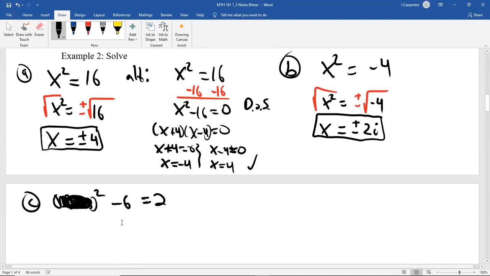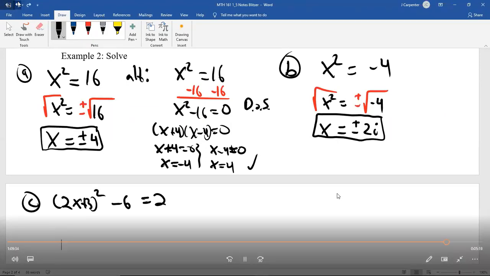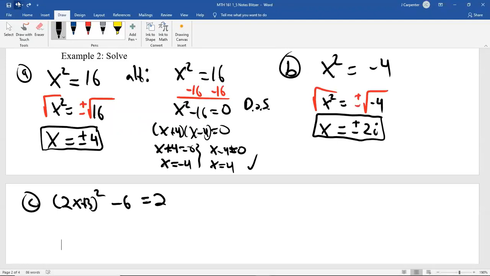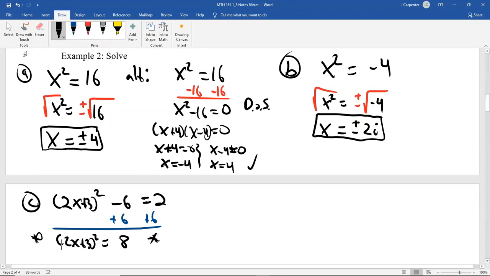Just isolate that part. Move the 6. Now you might think, oh, I need to write that times itself and FOIL it, combine the -6, move the 2 over and factor. You could try that, but spoilers, this problem is prime, so you're going to waste your time. This is a much easier and shorter way to do things. Add 6 to both sides. Just isolate the anything being squared. So we get 2x plus 3 in parentheses squared equal to 8. This is where we can take that plus or minus square root.